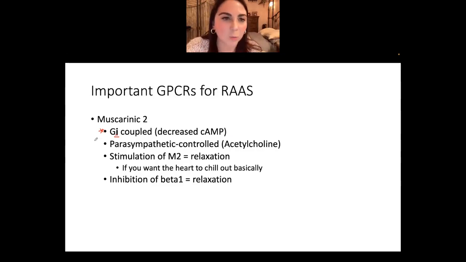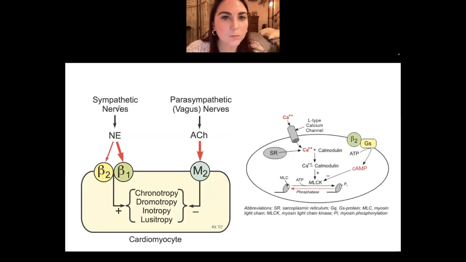It's just going to depend on what cell that receptor is in. Since this is parasympathetically controlled, the parasympathetic system is your rest and digest. So it makes sense that if we have parasympathetics acting on these receptors, we get relaxation. Similarly, if you were to give a beta blocker to chill the heart out, same thing. If you activate these muscarinic 2s, these can also help relax. So I wanted to show the parallel there.